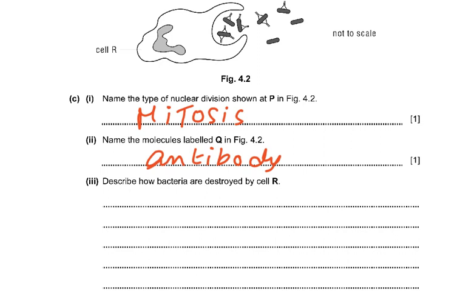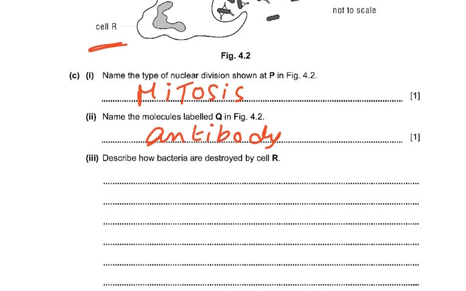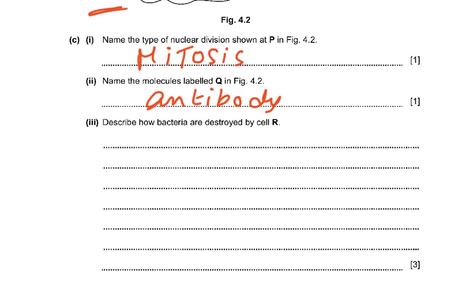You can see the diagram here. This is cell R. So describe how bacteria are destroyed by cell R. Very simple. Phagocytosis by cell R. Antibodies are marking the bacteria. They're sort of attaching themselves onto the bacterial surface, so they are marking them. Then the bacteria are engulfed into a vacuole, and then enzymes are released, and the bacteria is digested and destroyed.